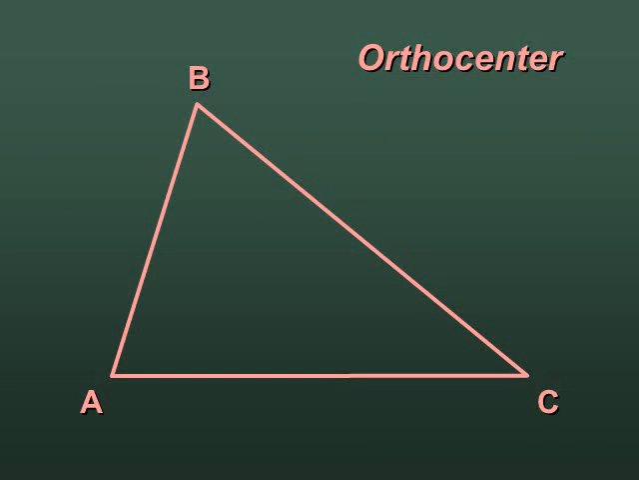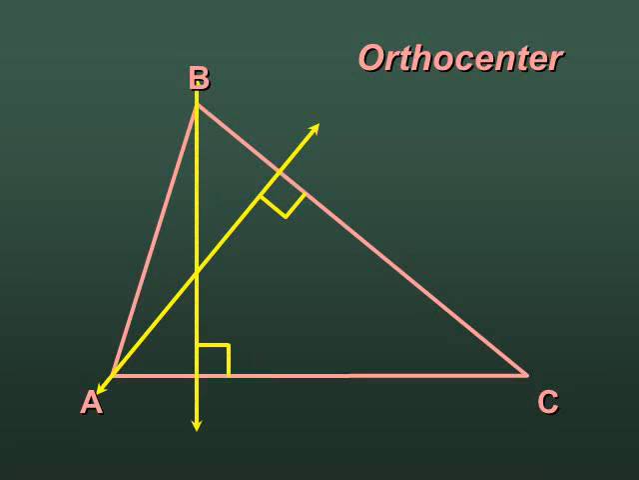So now we have to draw altitudes, and we need to draw that perpendicular that is not a bisector. The perpendicular goes through the point A. Now I've got to draw a perpendicular that goes through the point B that is perpendicular to AC. Okay, and now I have to draw a perpendicular to AB that goes through point C. And now I have this new point. It's called the orthocenter.